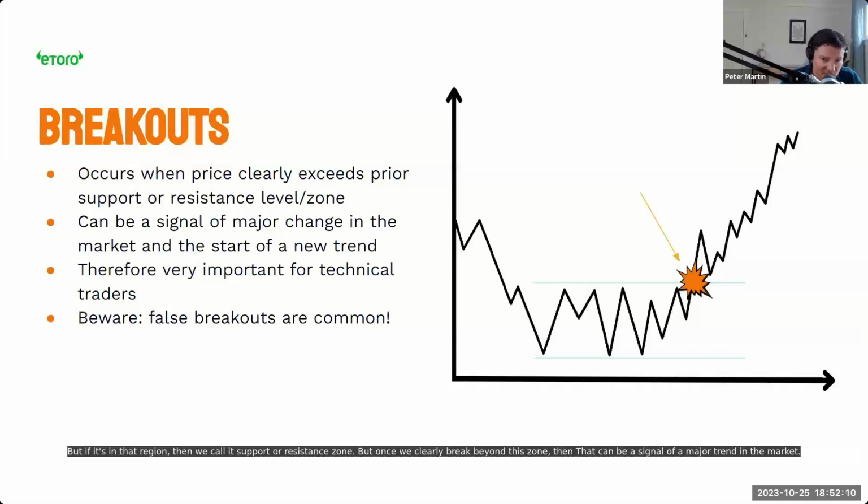But once we clearly break beyond this zone, that can be a signal of a major trend in the market. If it breaks to the upside, that might be the start of a new uptrend. If it breaks to the downside, it might be the start of a downtrend. So it's really important for technical traders when this occurs, but we have to be careful. False breakouts are common. In other words, a lot of the time when price breaks out, it doesn't actually end up in a new persistent trend. Sometimes it can just come back into the range. A breakout doesn't always lead to a trend. In fact, it's probably more common that it doesn't happen.